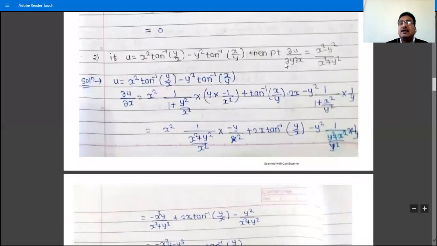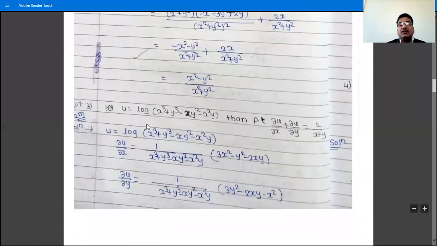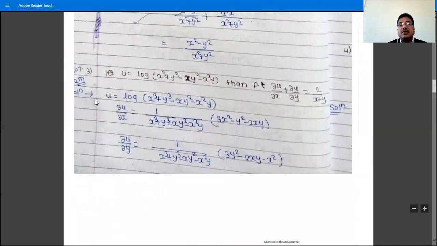Don't write here del u, del square u by del y del x here, right? Prove that del square u by del y del x. U is log of this, and then show that this. So first find del u by del x, and then del u by del y.